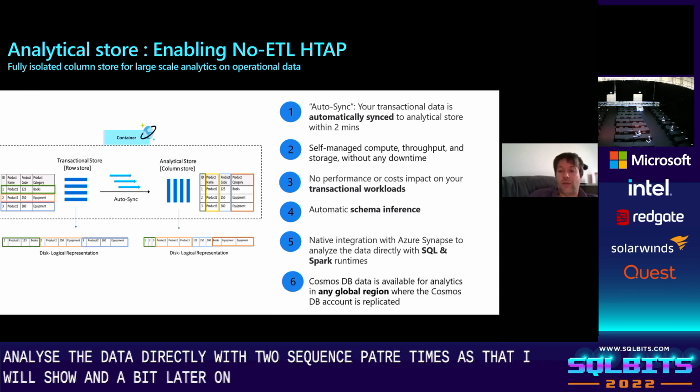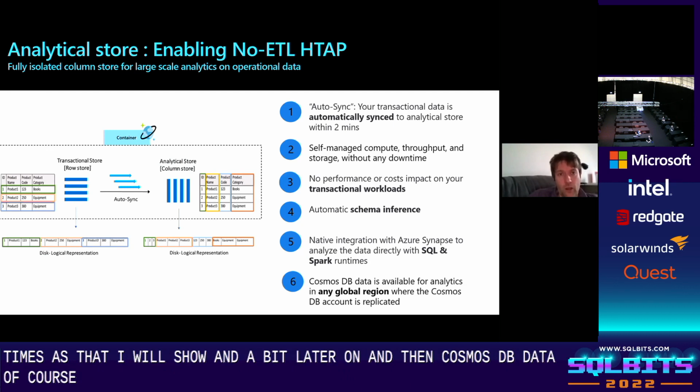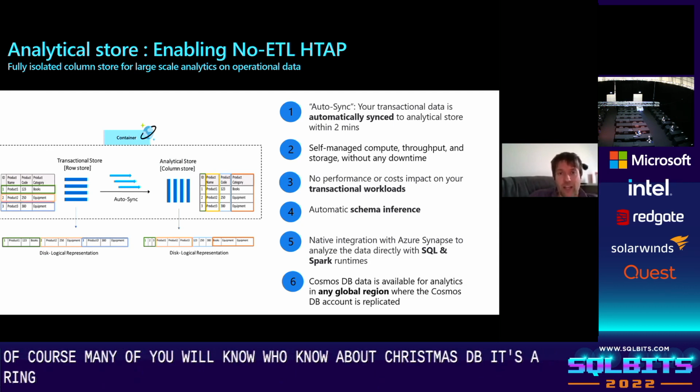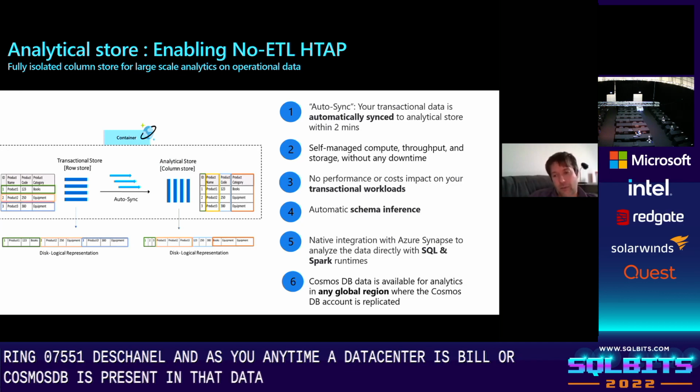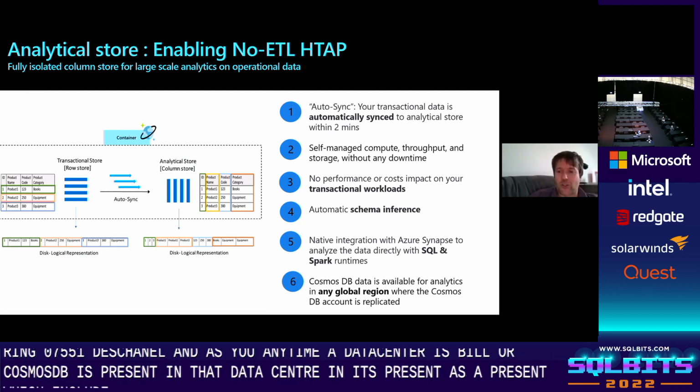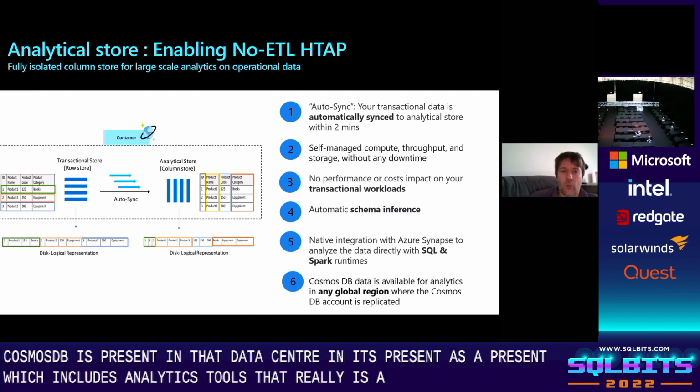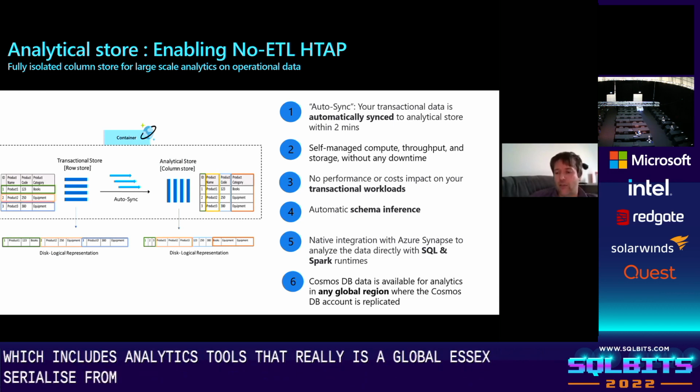And then Cosmos DB, of course, many of you will know about Cosmos DB. It's a Ring 0 service. It's foundational in Azure. Anytime a data center is built, Cosmos DB is present in that data center, and if it's present, it means all of its features are present, which includes analytics store. So it really is a global, planet-scale, if you like, way of having analytics materialized from a very high throughput operational database service.